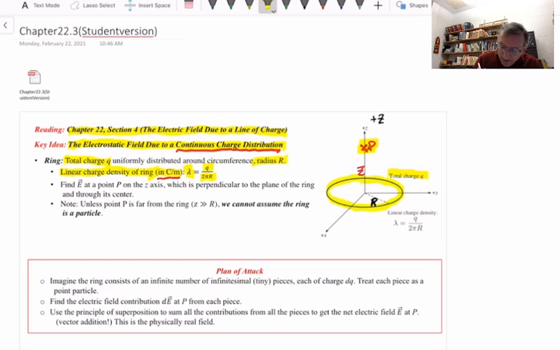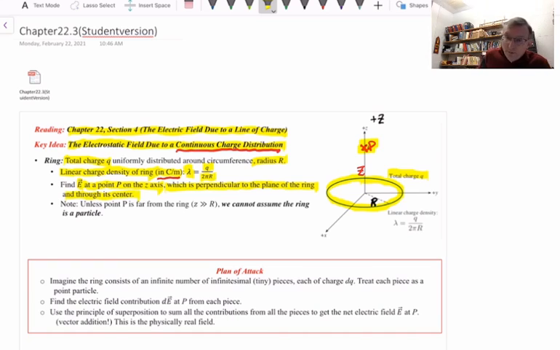So we will assume that Q and R are given. Therefore, lambda is known, and the coordinate z of point P is given, although it's arbitrary. Again, our job is to find the electric field vector E arrow at point P on the z-axis, which is perpendicular to the plane of the ring and through its center, as our picture shows.